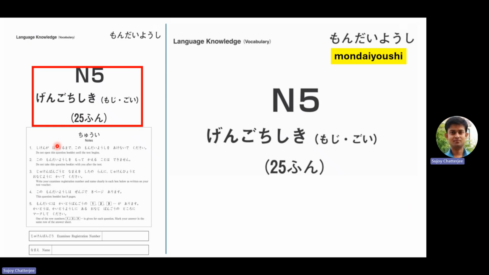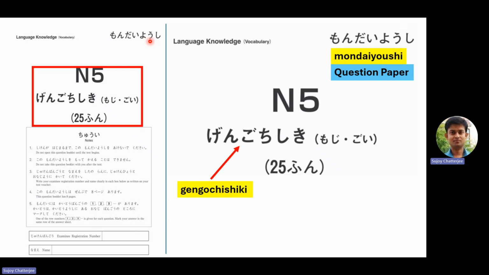As you can see, it's written as Mondai Yoshi. Now what is Mondai Yoshi? This is at the top right corner of the first section, Mondai Yoshi, which means question paper. Mondai is question and Yoshi is paper. Then this is the name of this section, Gengo Chishiki, which means language knowledge.